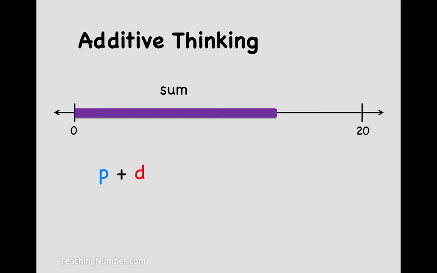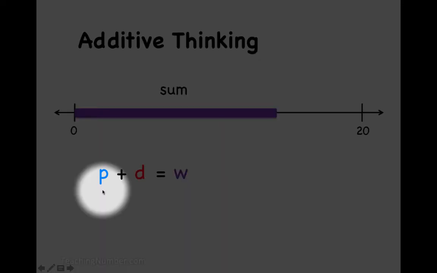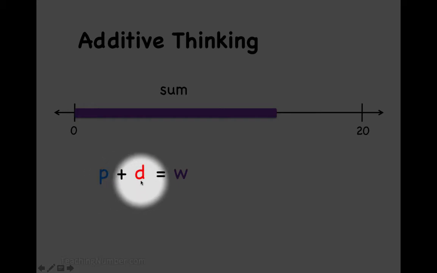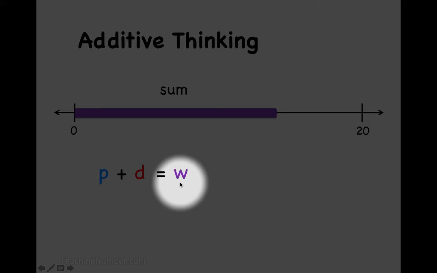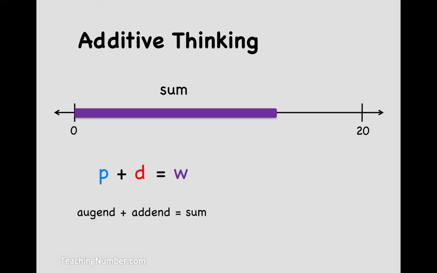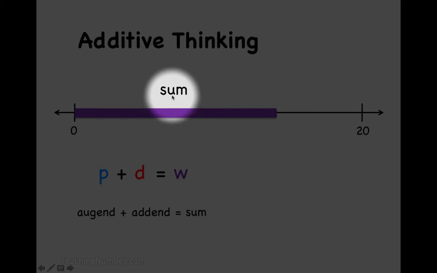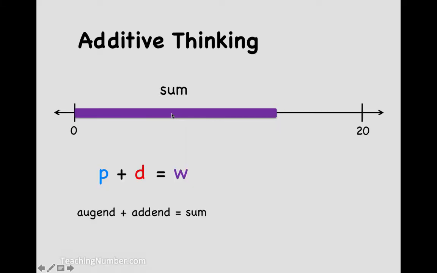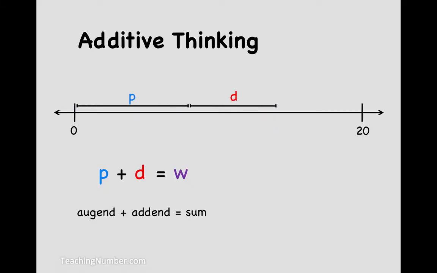We are going to call this new quantity the whole and let W represent the whole. So the initial part plus a different quantity gives us a new whole. In more official language, we would say augend plus addend equals sum. It's important to understand that within this new sum, or this new whole, we still have the initial part and the different part. So let's think about how these parts relate to the number line.